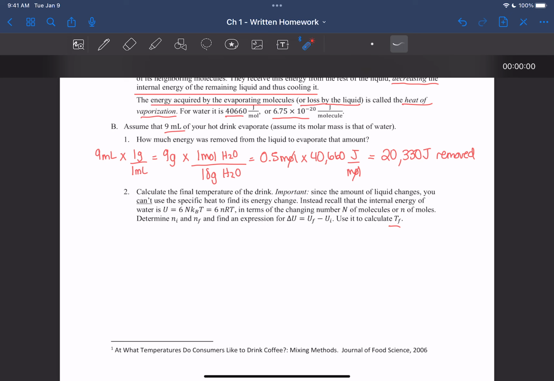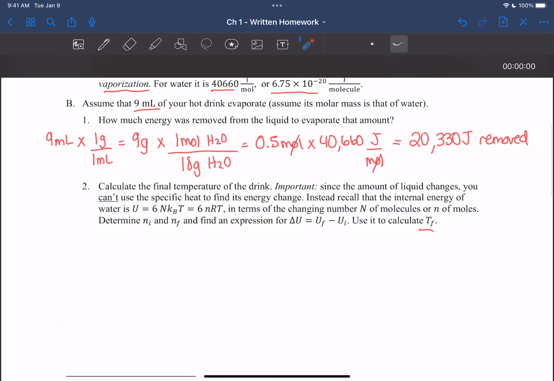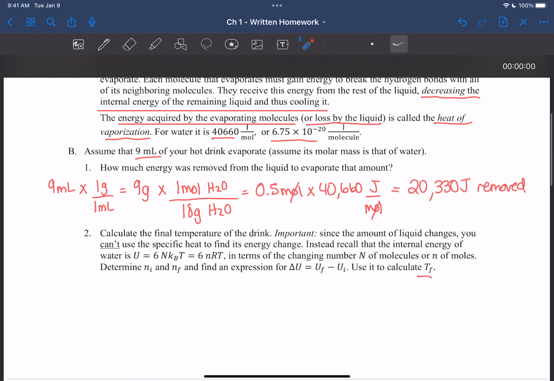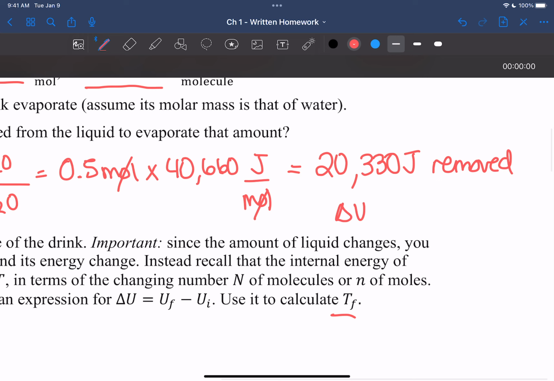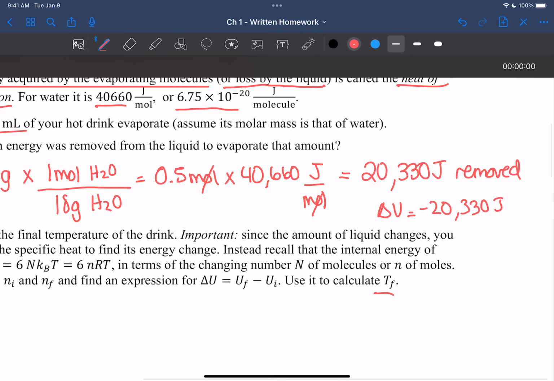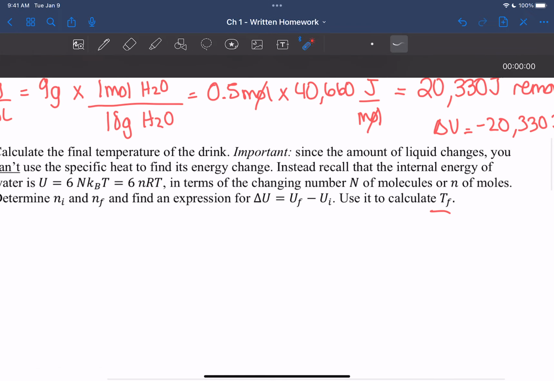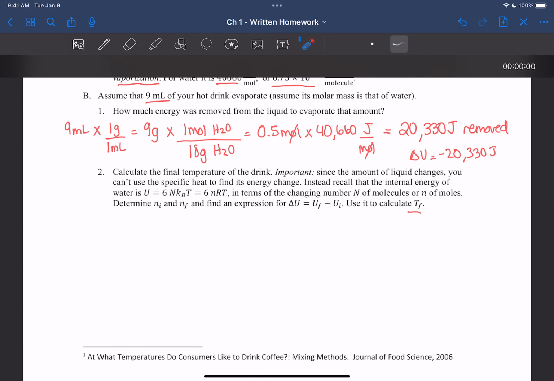And then factor in, obviously, that change in the internal energy of the system, right? Because we lost 20,330 joules. That would be essentially our delta U, negative 20,330 joules right there, right? So we want to basically use this equation, set it up in a way where we have specific final internal energy, specific initial internal energy, show that change, and then factor in this final temperature here that we're looking at, right?